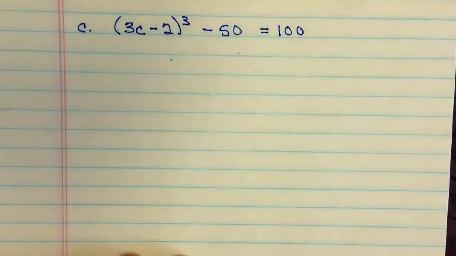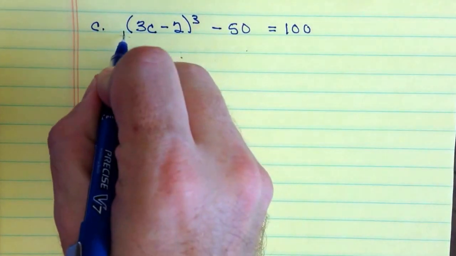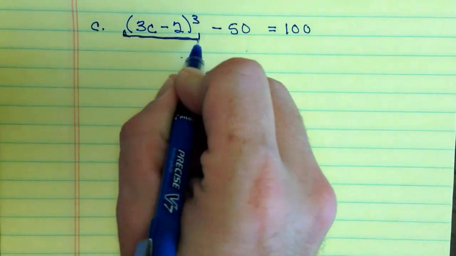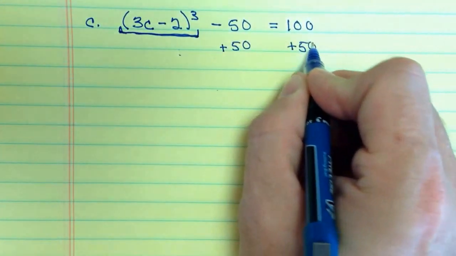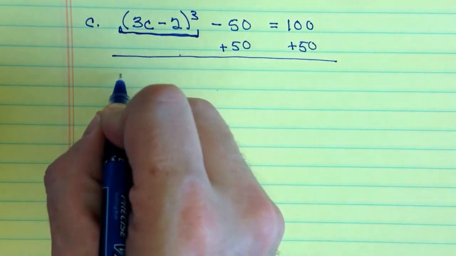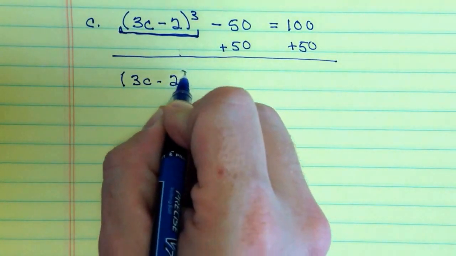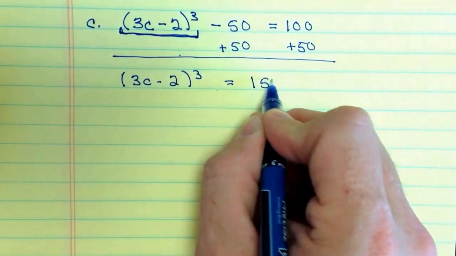So what if we get a little more complicated here? Let's look at little c. Let's try something like this. 3c minus 2 cubed minus 50 equals 100. Oop, a little too high. I'm new at this. All right, so here are the ideas, we want to solve for this piece, right? Well, I need to do that by first adding 50 to each side. So this gives me 3c minus 2 cubed equals 150.